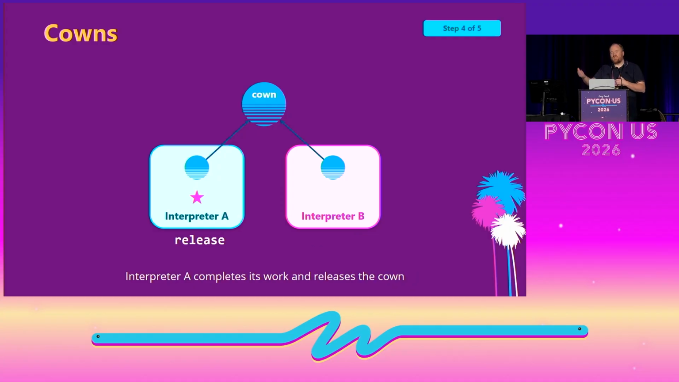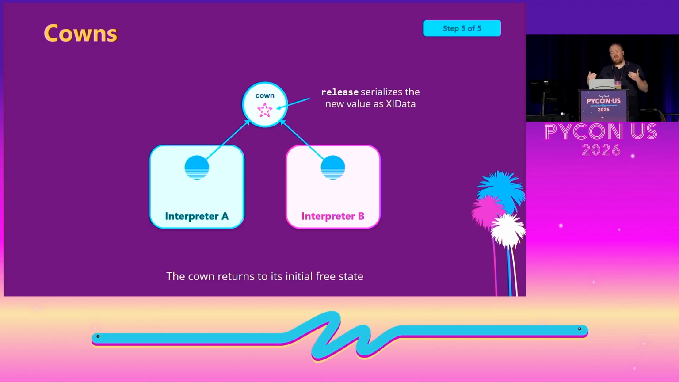So interpreter A makes its change. In this case, it's turning the triangle into a star, and then it calls release. So the release is going to then take that new value, serialize it anew, and put it into the cone. Now the cone's at rest, we're back to our initial state, and another interpreter can acquire that value.